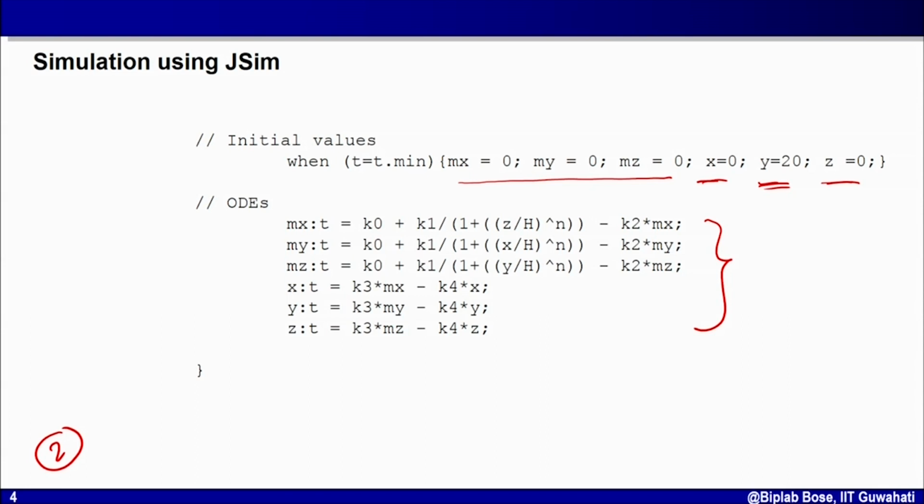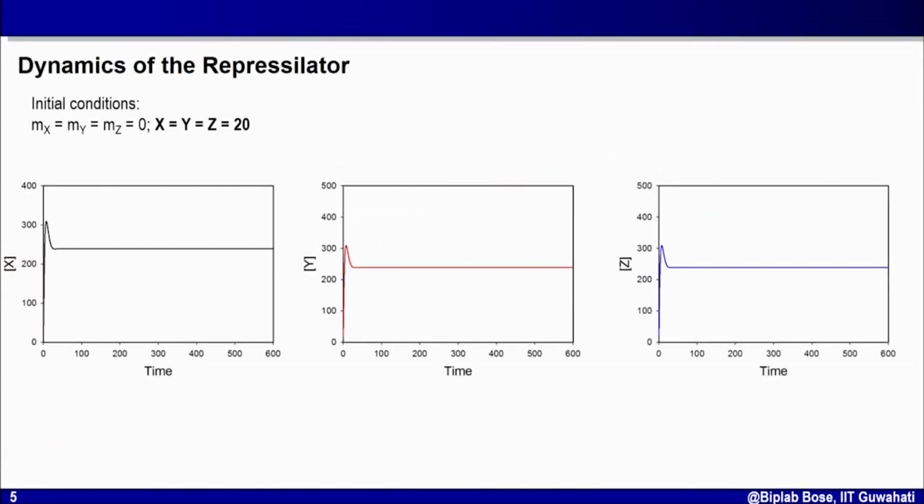You can try to type that in JSim and simulate as I discuss this one. Let us start looking into the results. I have considered initial conditions mx, my, mz, all mRNA at t equal to 0 at 0, but all proteins x, y, z have equal, non-zero amounts. I have taken 20, you can take some other value and check the behavior.